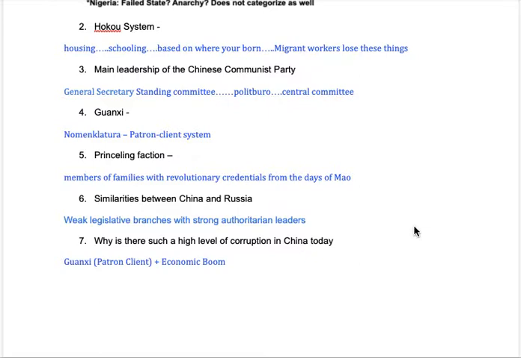For the leadership of the Communist Party, you have the General Secretary as the leader of the party. Then you have the Standing Committee and the Politburo, and below them the Central Committee. Guanxi is their nomenklatura system like Russia. It's that patron-client system. The patron has these clients working for them, moving up the ladder. The princeling faction is also a way you could be connected in China if you had ties to the revolution of Mao, and that helps you with your credentials.